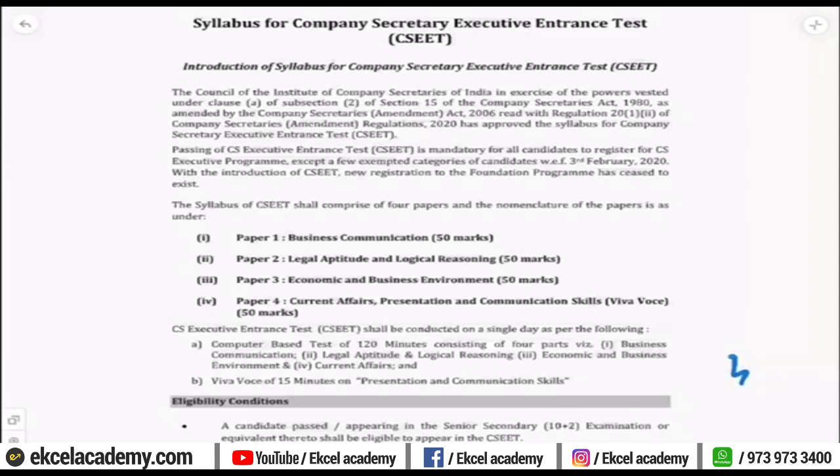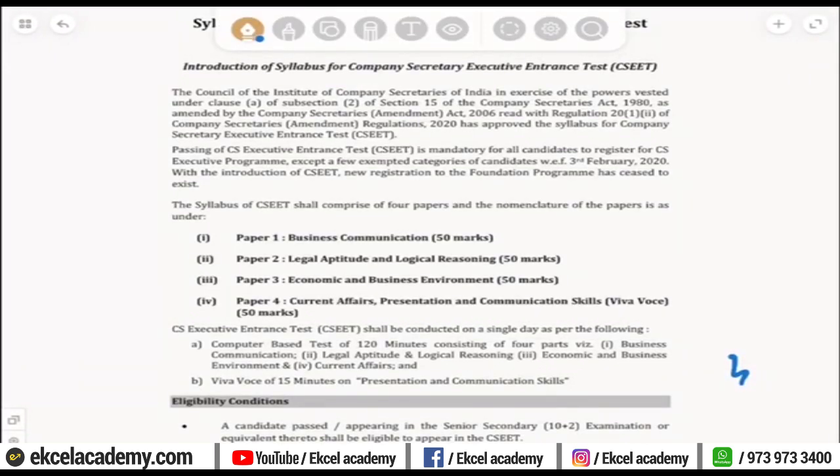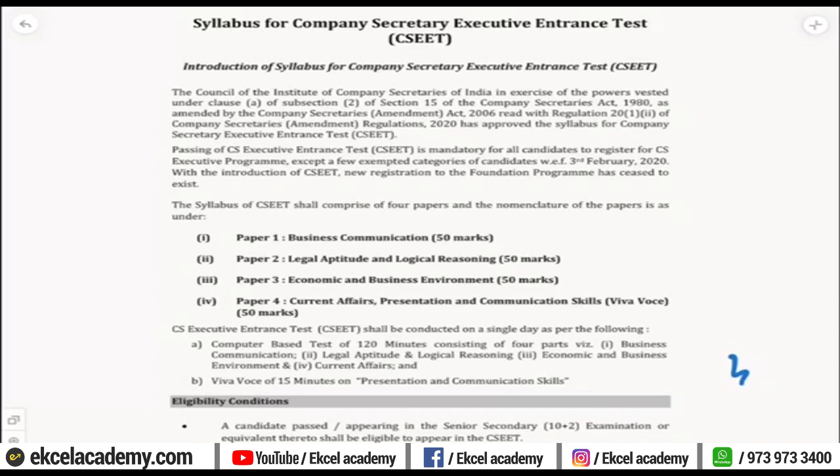Like all of you are aware, the CSEET exam is the new entrance exam for the CS course. It has replaced the existing CS foundation. And the CSEET exam has 4 papers.